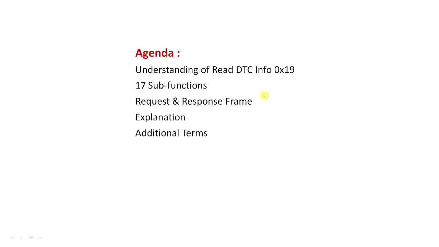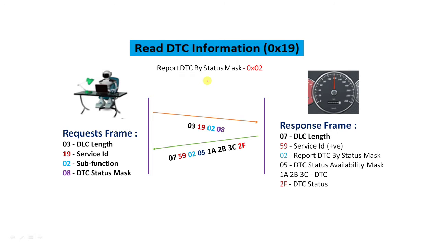So now we'll start with the subfunction read DTC by status mask. It is 0x02. So 0x02 is a subfunction. From the name itself you can understand that it reports DTC by status mask. Here you want the DTC as an outcome. For this, you are using status mask as an input. So using status mask, you are getting the DTC. That is what is mentioned here.